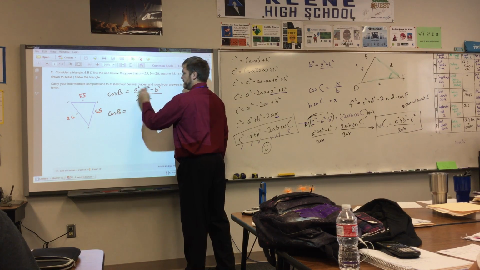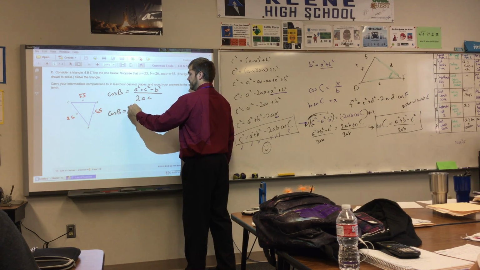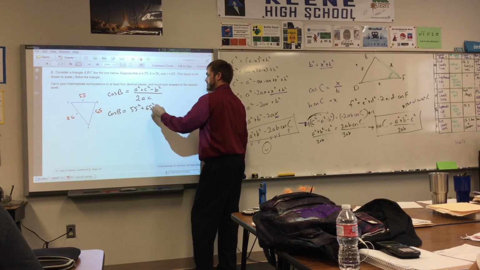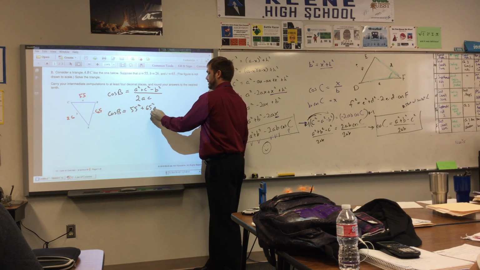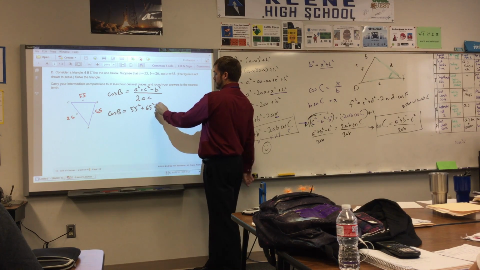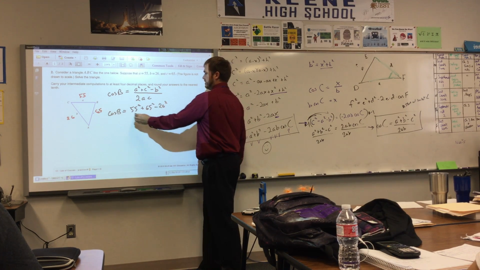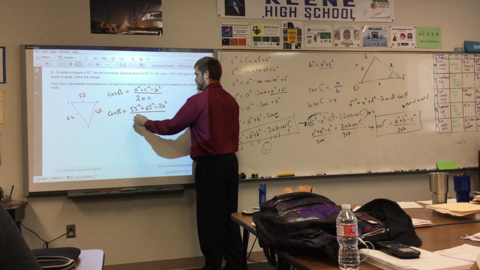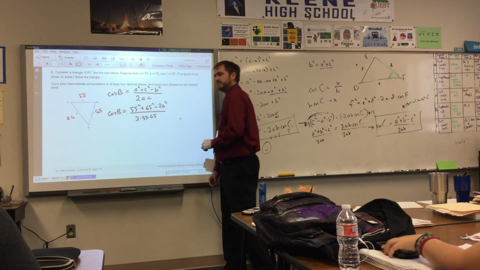So cosine of angle B, just plug in the numbers now. 55 squared plus 65 squared minus 26 squared, divided by 2 times 55 times 65.